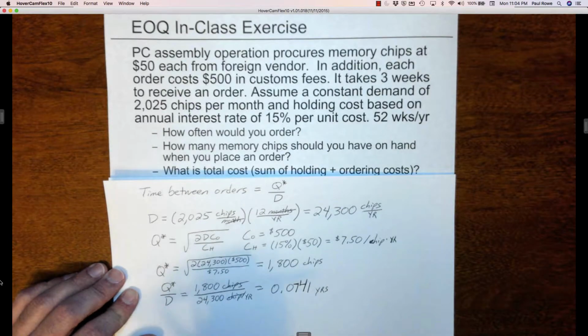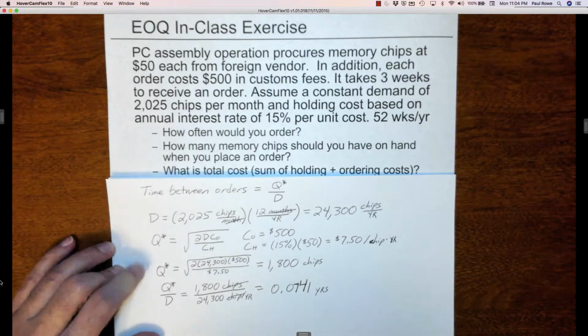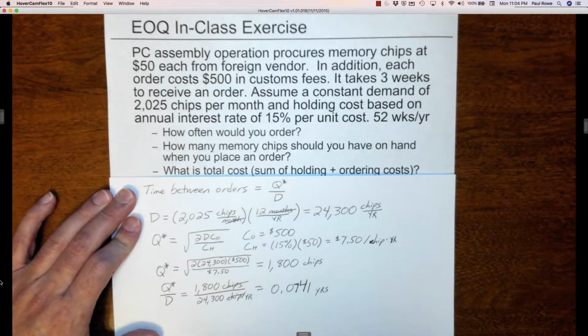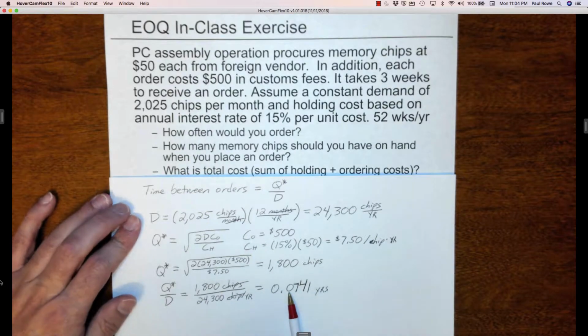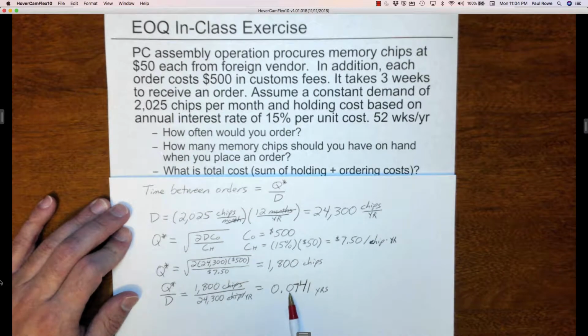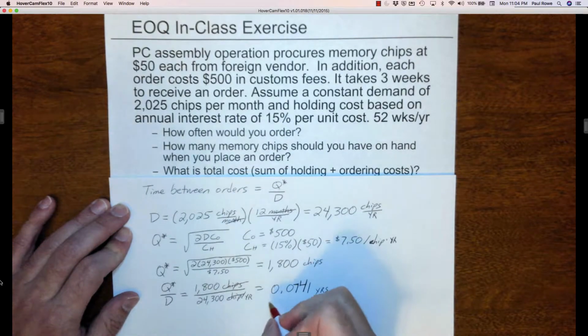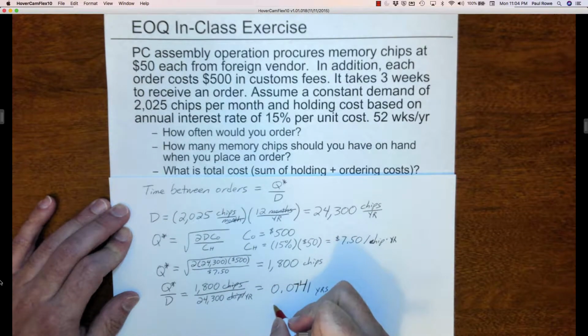Now, oftentimes people will ask me, how do we know what time unit to use, or what unit of measure should we use? Well, we're looking at something like this. We want to try and put this in something that is fairly intuitive for whoever's going to be using this information. So you can ask yourself, if somebody came to me and said that I would need to place an order every 0.0741 years, would that be intuitively obvious for you? Probably not. So then we can look at a couple other options.